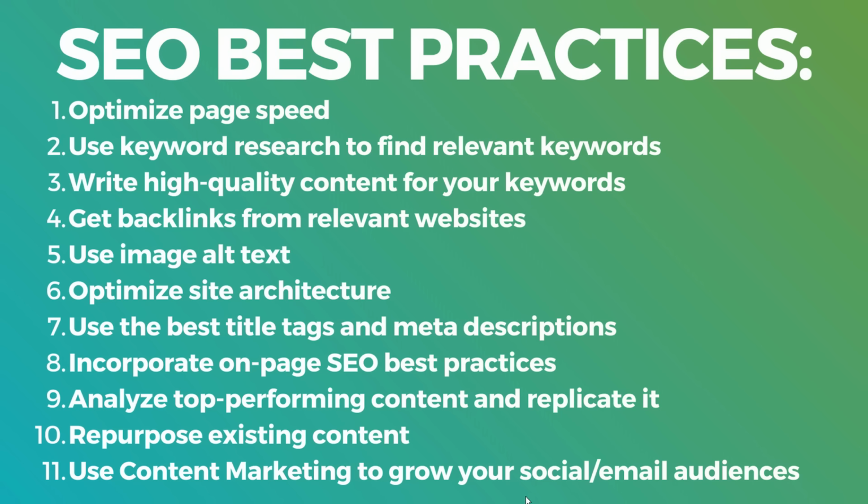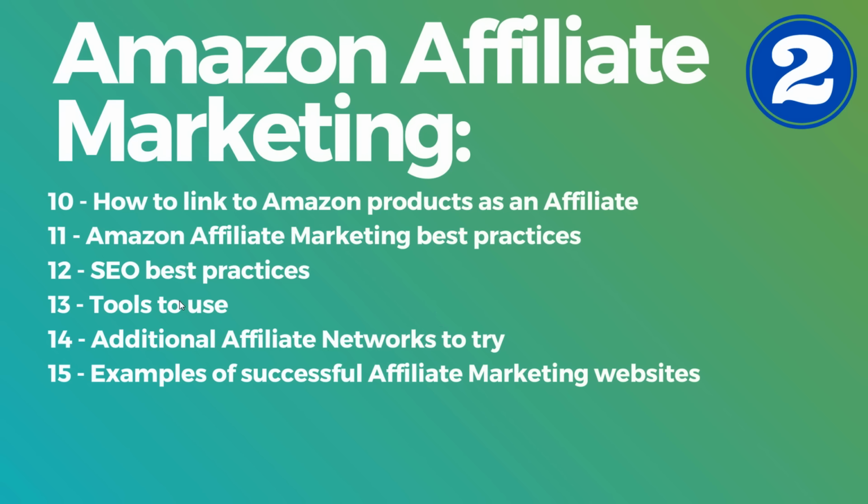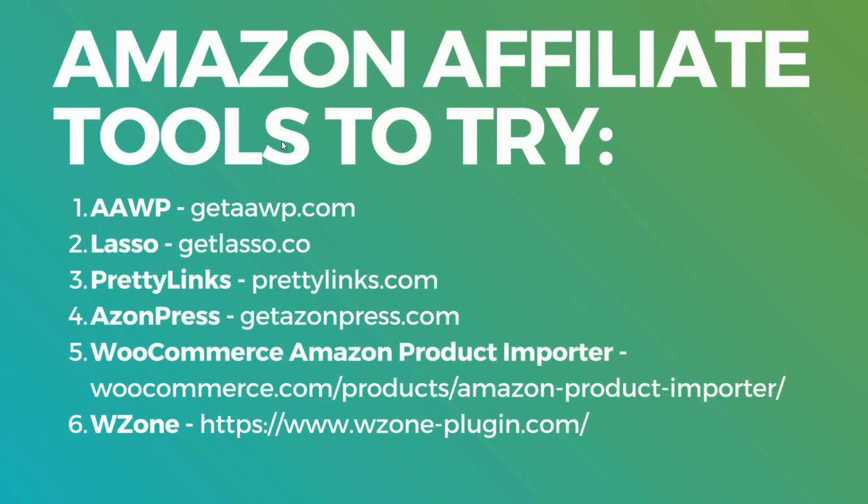So let's come back over. Okay, and next is going to be some different tools to use. So in my Surfside PPC membership section, you can access it at surfsideppc.com/membership. I will be using some of these different tools to create different product tables and different things like that. So let's go over some of the different Amazon affiliate marketing tools you can try. And I have a total of 6 here.